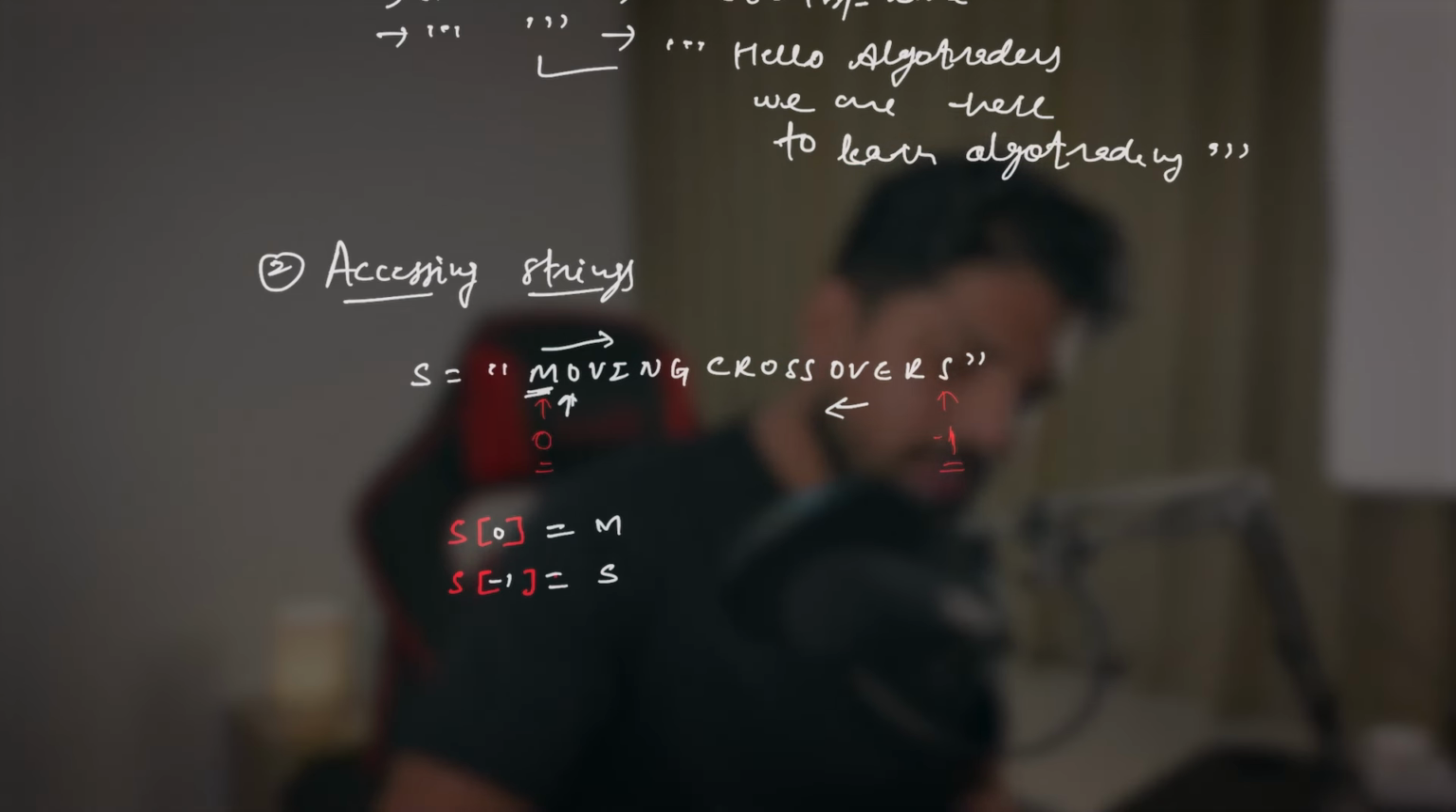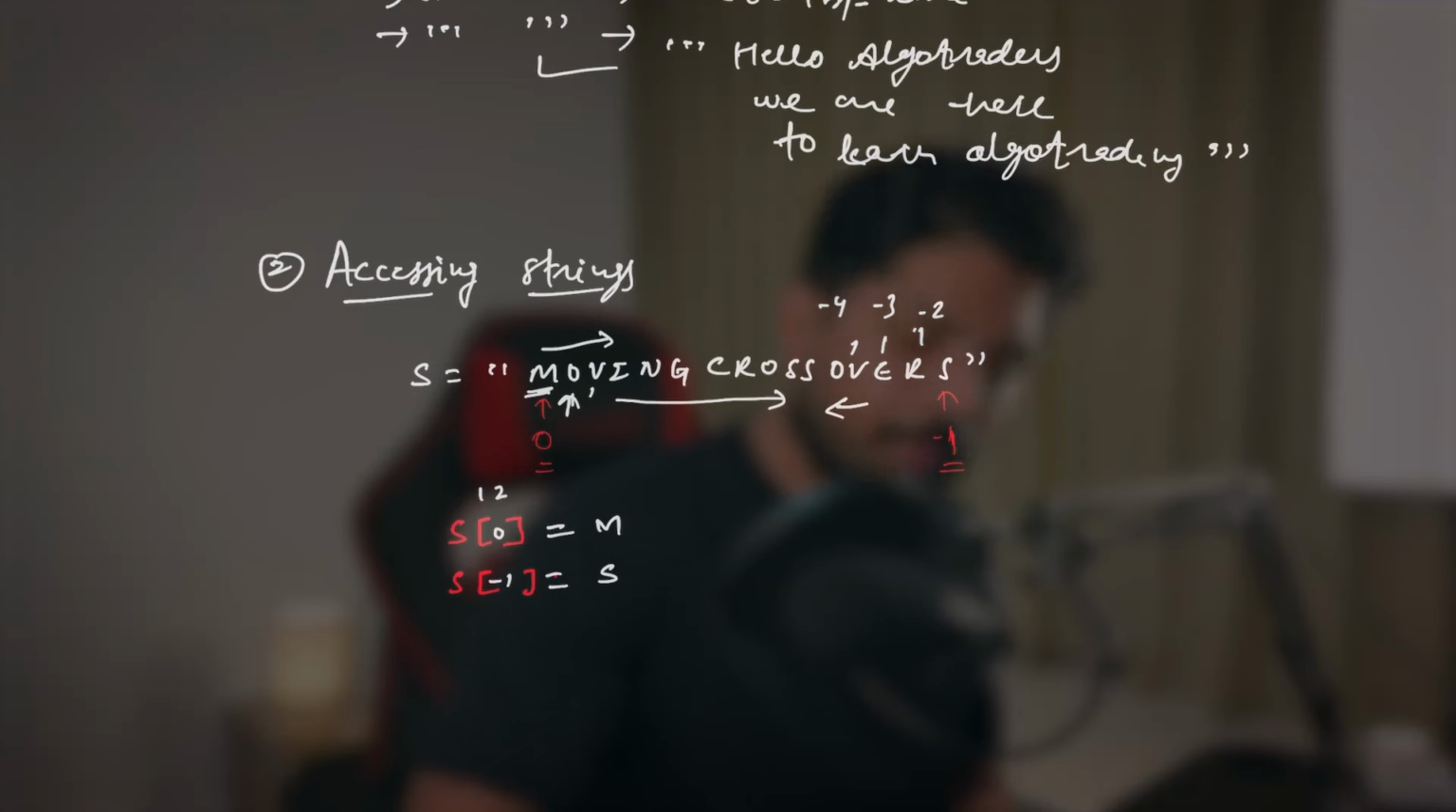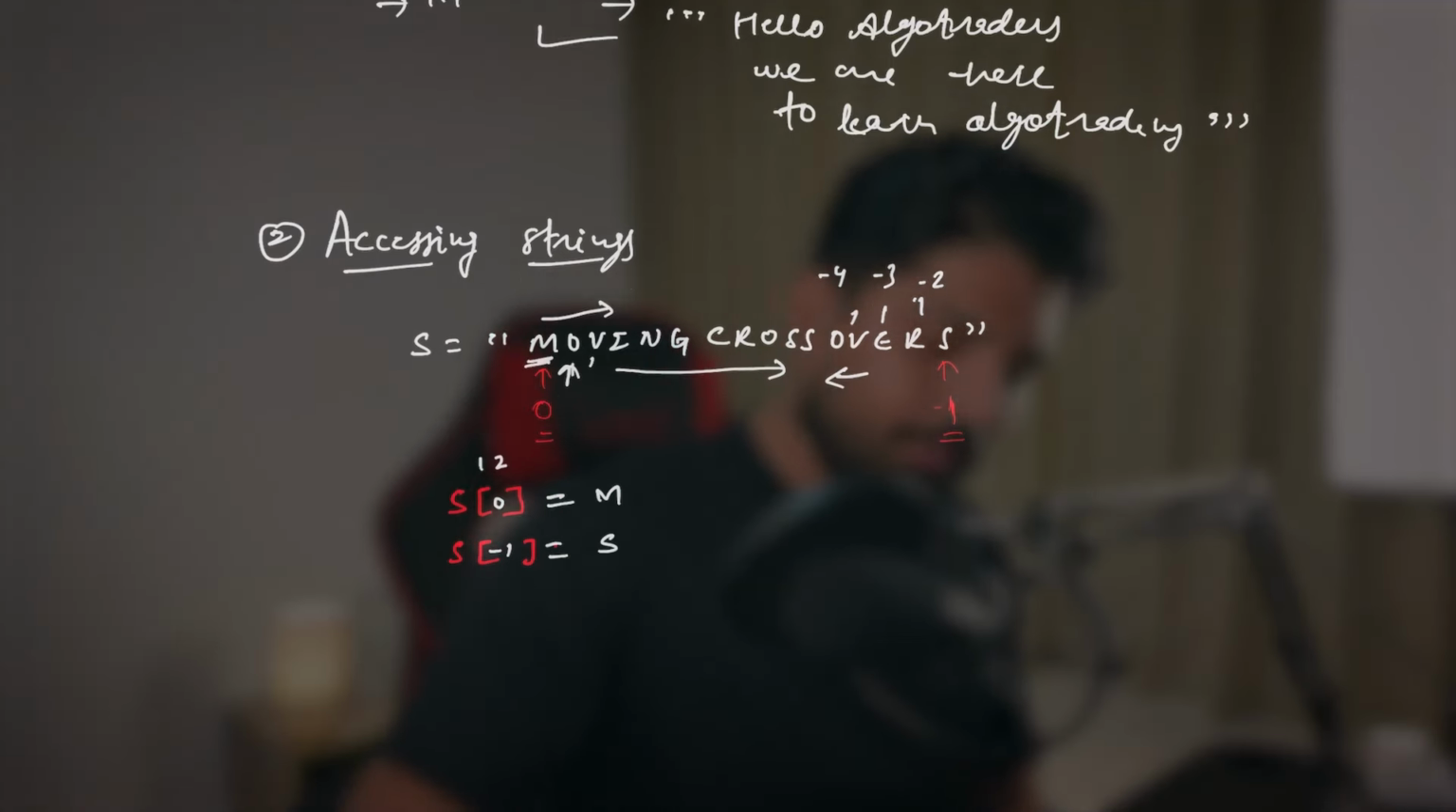Similarly, if you want to access O, then you will write 1. For V, you will write 2, correct? And similarly, when you write -1, you will get the S, and if you want to access R, you will write -2. For E, -3, V, -4, and similarly it goes up to here. So this is the positive and negative indexing.